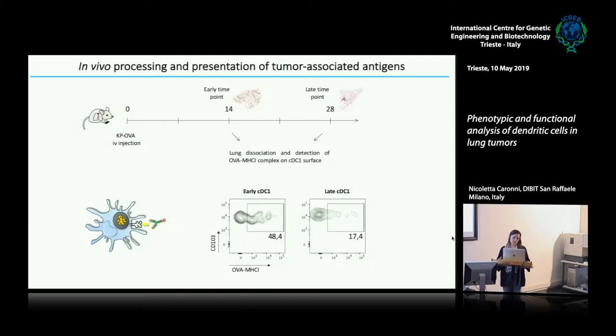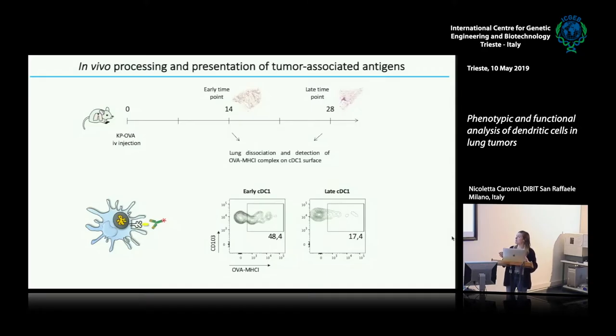Then we wanted to analyze the second step of the cross-presentation. That means once the cell has engulfed the apoptotic cell, the cell needs to process the antigen and form a complex with the MHC class 1, that is here, and present this complex on the cell surface. So we needed a tumor antigen that was easy to detect, and we decided to use ovalbumin, and we generated a KP cell line.